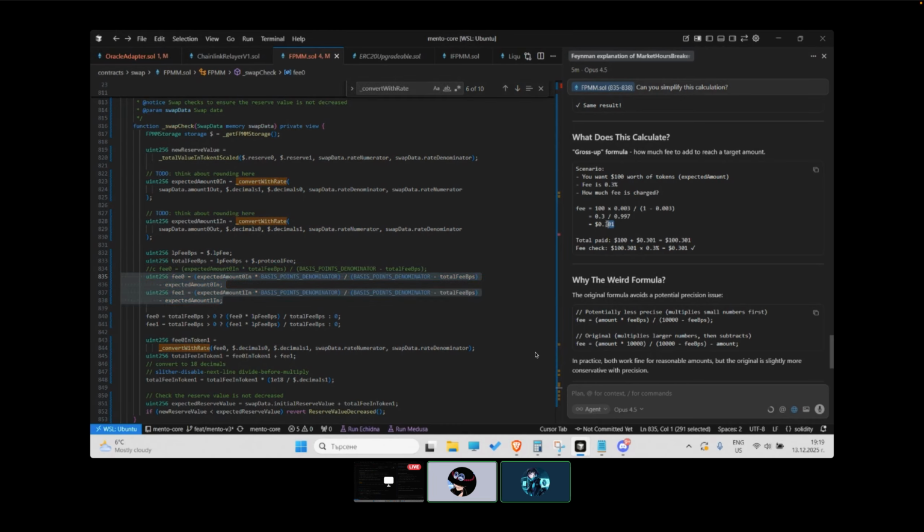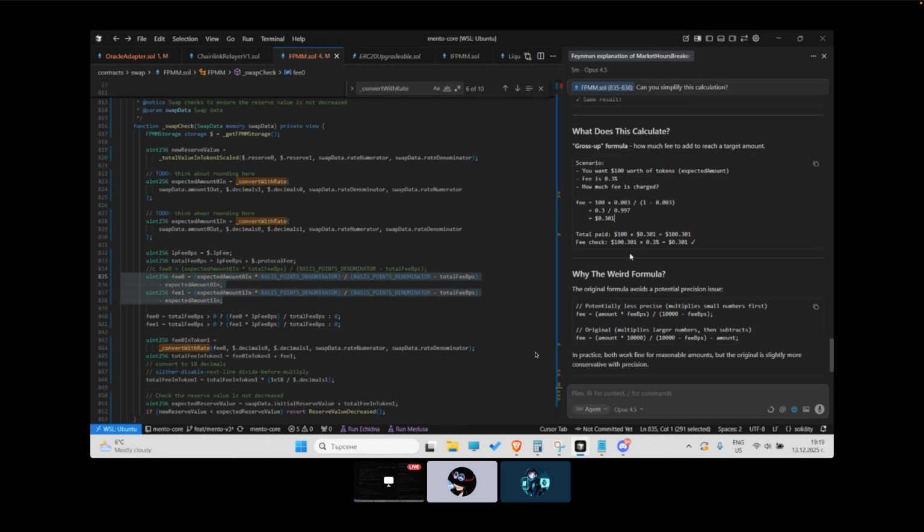It also looks like there could be some kind of rounding by this number. I mean, I'm just guessing here. Yeah, maybe. I don't know.